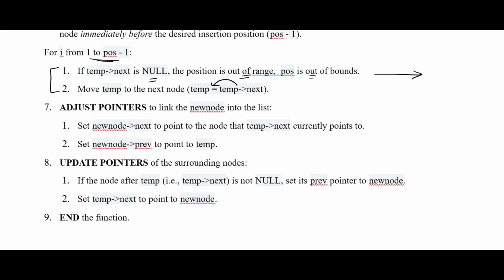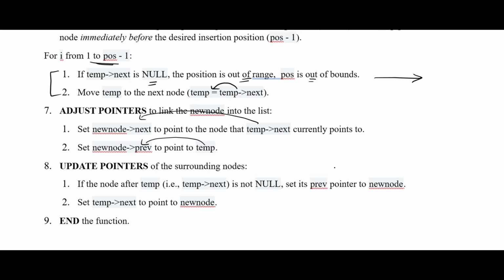After reaching the exact position, we have to do the adjustment of the pointers. So we adjusted temp of next to this part, and then temp to new node of previous. After doing that, again we have to set, based on the adjustment, the new node's previous part and the new node to the temp of next. In that way, all adjustments we have to do, and finally we complete the function. That's all about inserting at a specific location of a doubly linked list.